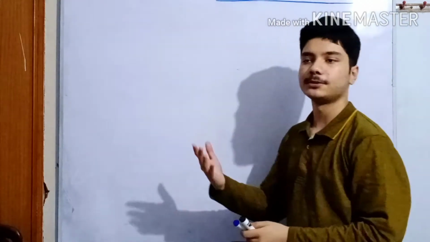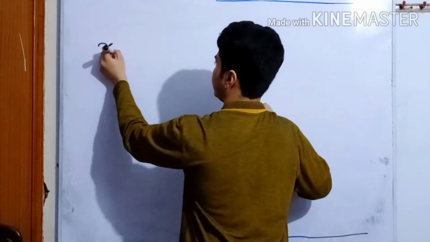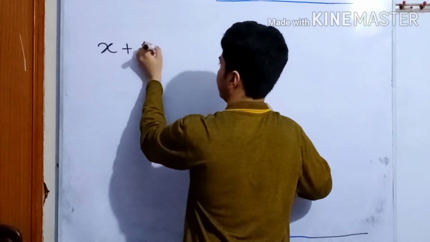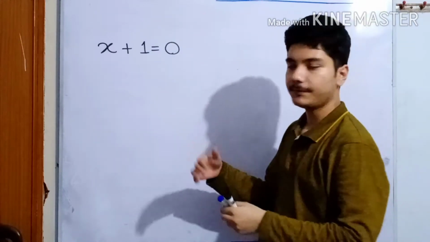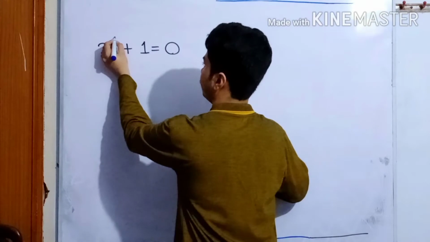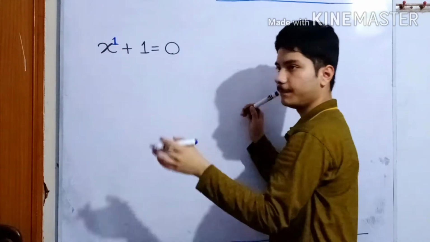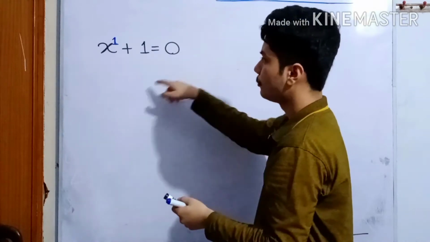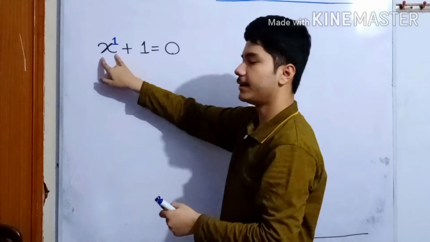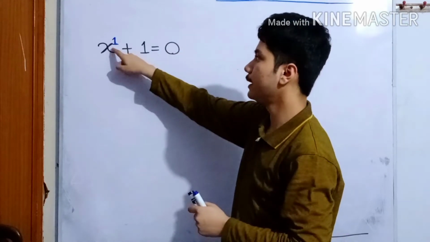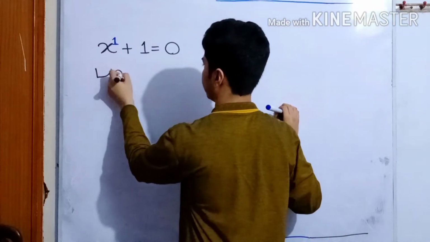There are 5 types of equation you are going to learn here. The first type is, for example, the equation x plus 1 equals to 0. In this equation there is only one variable, and the variable has a power of 1. So if in an equation the variable has only power 1, then the equation is known as a linear equation.